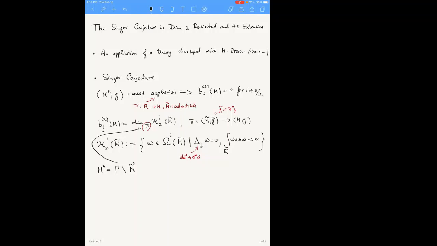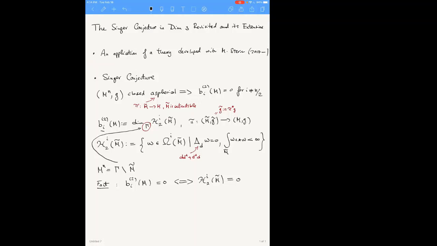Okay? So now the fact which will simplify things for us is that b_i^(2) of M is equal to zero if and only if the space of L2 harmonic forms on the universal cover is the empty vector space, okay? So now you see this is a really easy statement in geometric analysis. It tells you that if you take a closed aspherical manifold and look at the L2 harmonic forms in the universal cover, they should not exist unless you're in the middle dimension. Okay, it's a very clean statement, very easy to state.